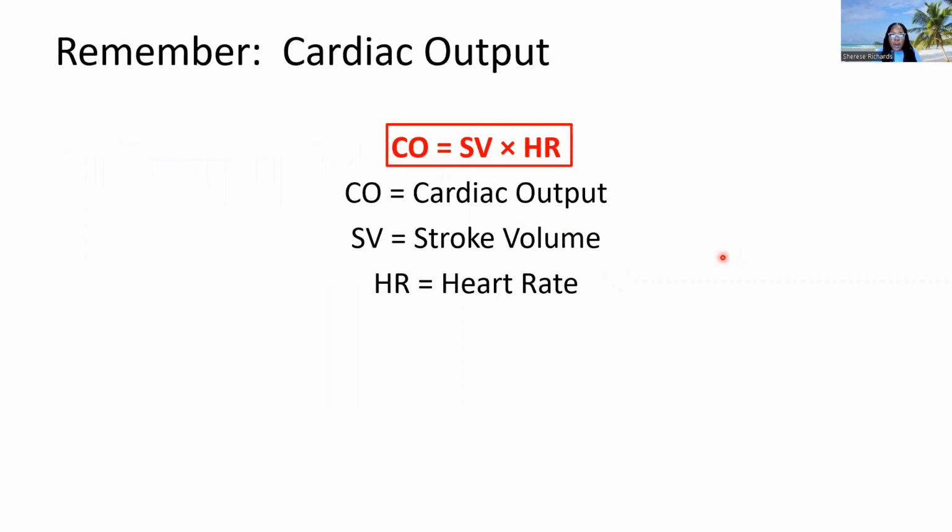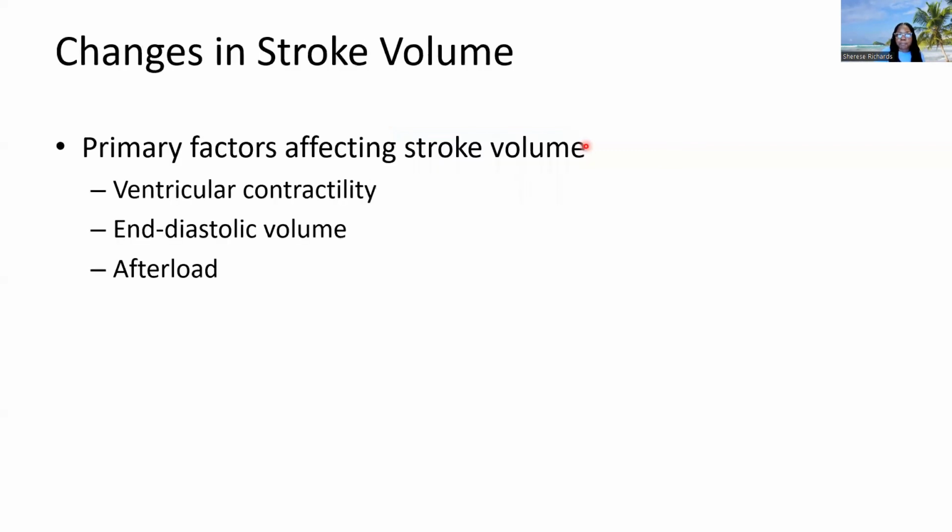Coming back to our initial equation, just recentering here: cardiac output equals stroke volume times heart rate. We have talked about all the factors that influence our heart rate, because our heart rate is mainly controlled by the SA nodal cells, the autorhythmic cells. Let's look at factors that influence the stroke volume, which is the other variable in our equation.